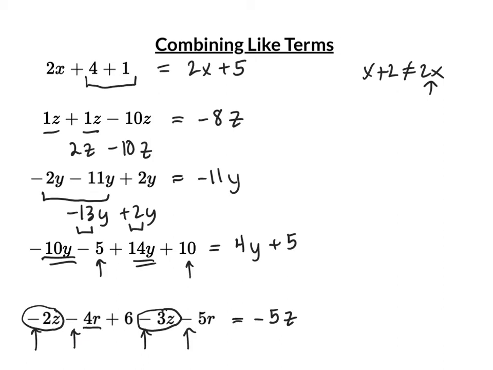Negative 4r and negative 5r. Negative 4r plus negative 5r makes negative 9r. And then I have that plus 6. I can't add that to anything. That 6 is not a like term with either the z or the r.